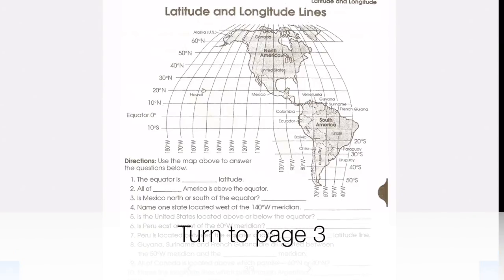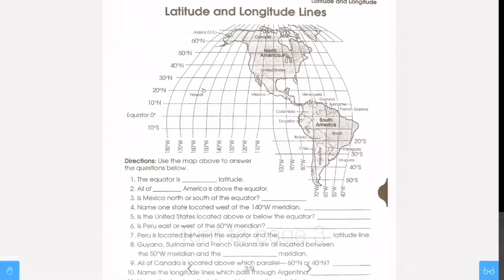This is your page 3. For this question, you're just using the map to answer the questions. So it says the equator is what degree latitude? Even if you didn't remember from what we talked about, it does have it right here. So the equator is 0 degrees latitude. And then a lot of the questions are just where are things located, things like that.